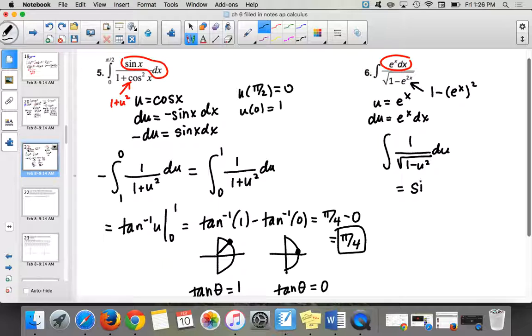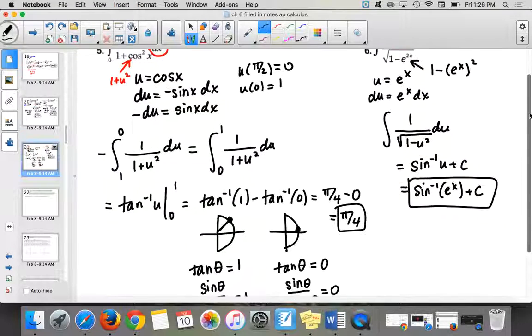So Julia's ahead of the game. She said inverse sine of u plus c is going to become inverse sine of e to the x plus c. Done. Can you actually solve for that though? Like sine of what angle gives you e to the x? Leave it like that. Choose your battle. I'd write it like that.